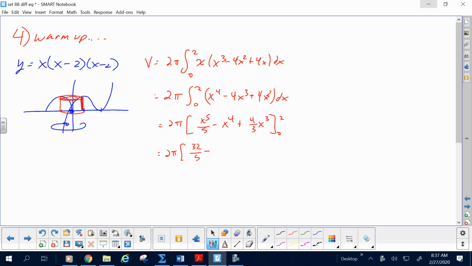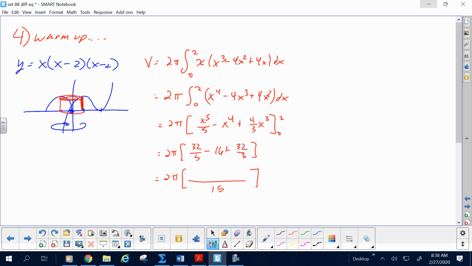32 fifths minus 16 plus 32 thirds. Can I really expect you to add fractions without a calculator? Yes, I can. Common denominator is 15.